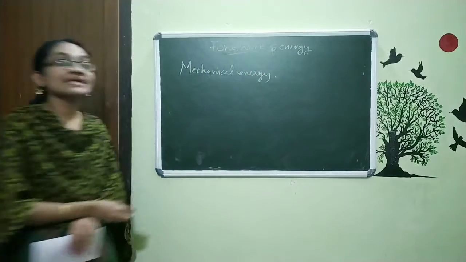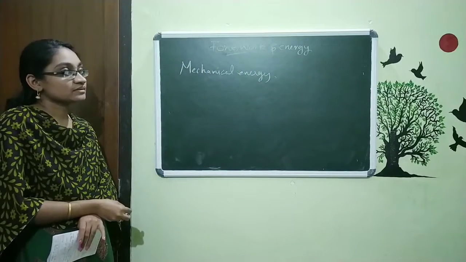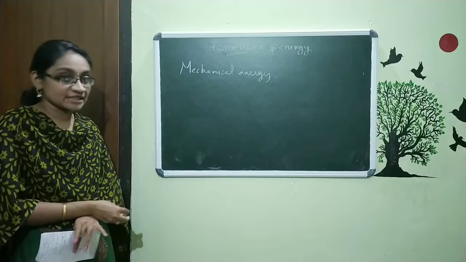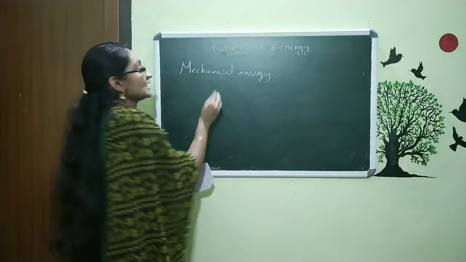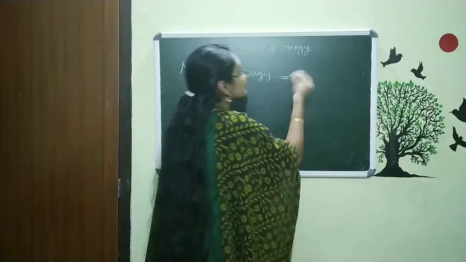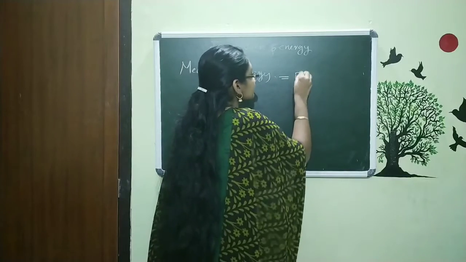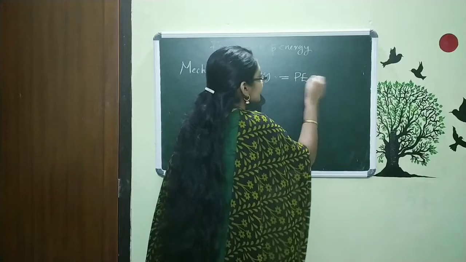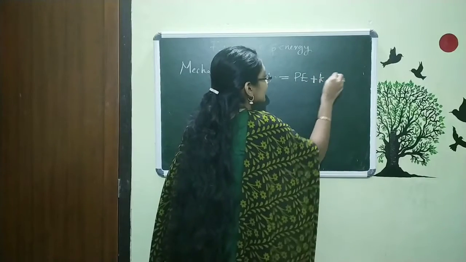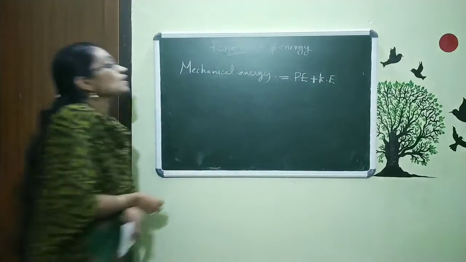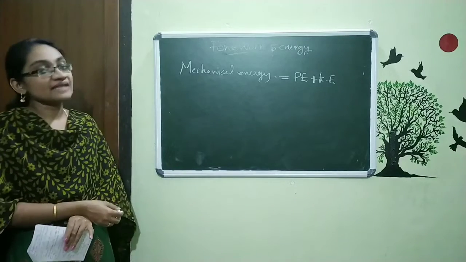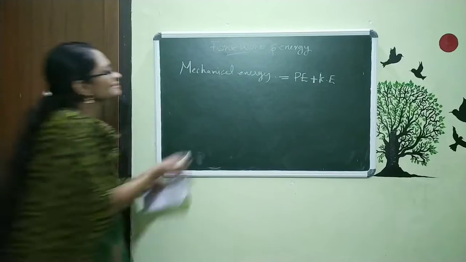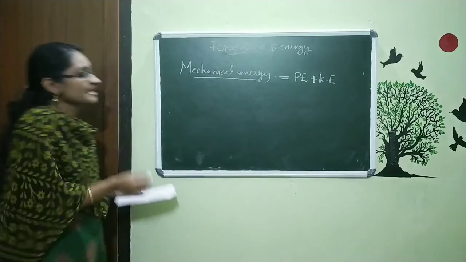This mechanical energy is something actually related to our potential energy and kinetic energy. So we can say this mechanical energy is equal to the sum of potential energy plus kinetic energy. So mechanical energy is the sum of potential energy and kinetic energy. Now the question is this: how can we define this mechanical energy?